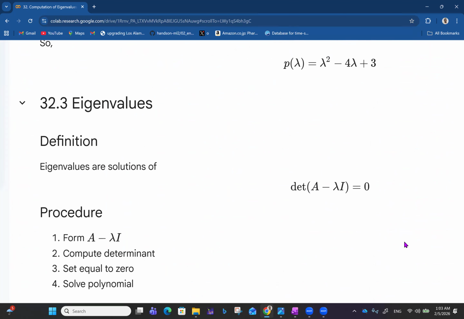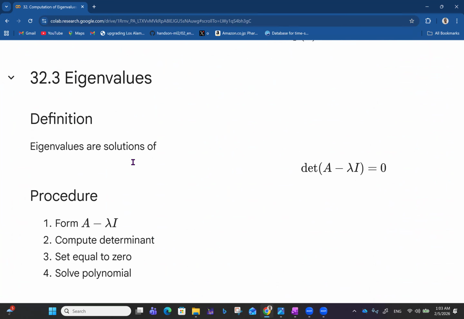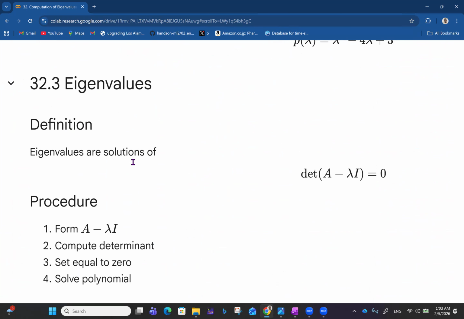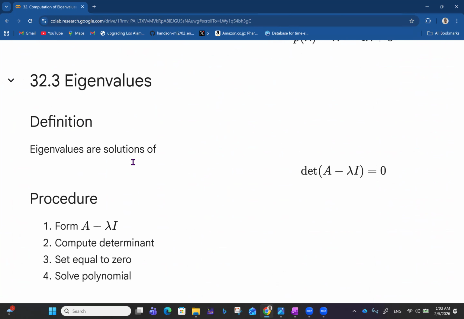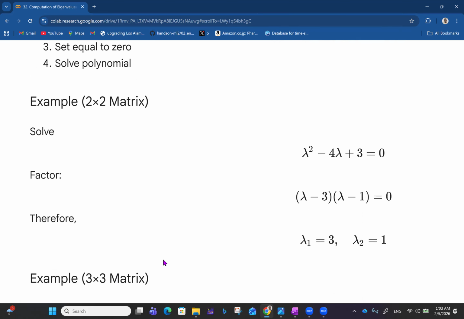So let's talk about eigenvalues now. The definition: eigenvalues are solutions of the determinant of A minus lambda I equals 0. So the procedure is to form A minus lambda I, compute the determinant of A minus lambda I, then set it equal to 0, which is what you have here, and then solve the polynomial. That's how you get your eigenvalues.